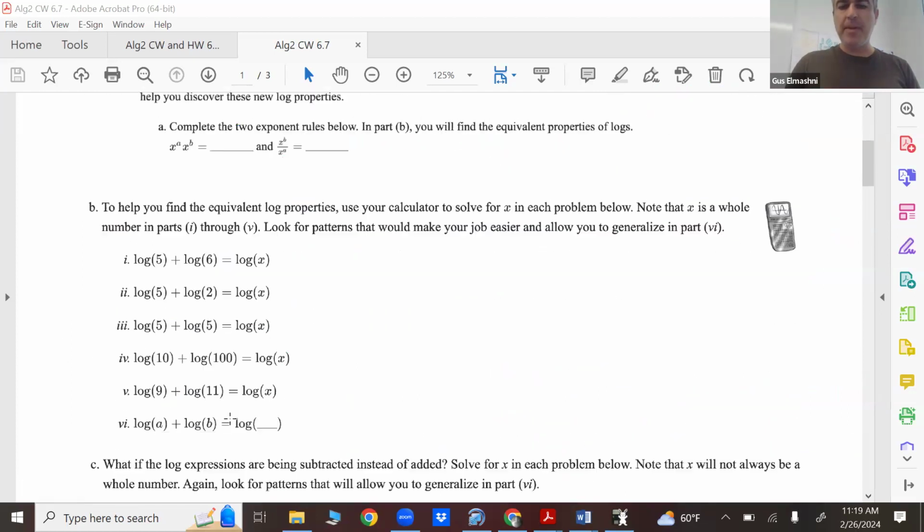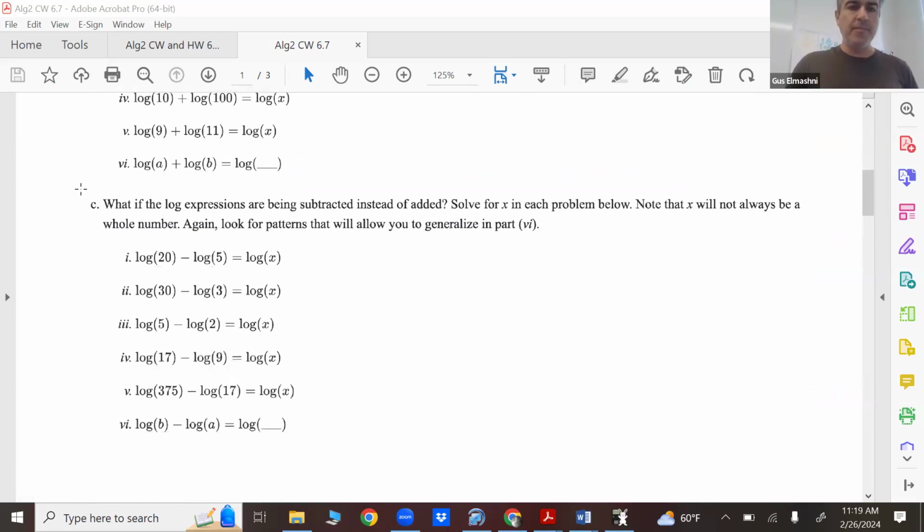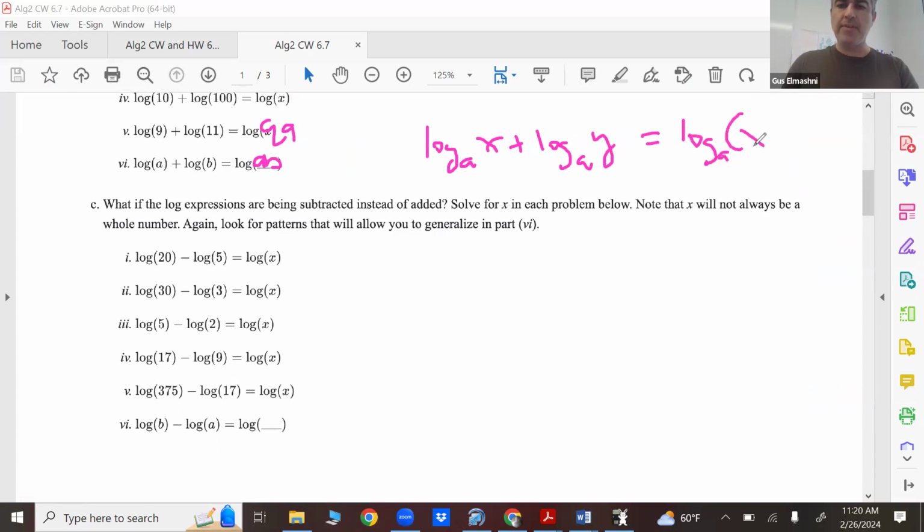And again, you could plug it in a calculator, but I kind of am doing it for you right now. So here, same thing. That'll be 99, and that'll be AB. So the bottom line is this. When you have log base A of X plus log base A of Y, it's always going to equal log base A of X times Y.